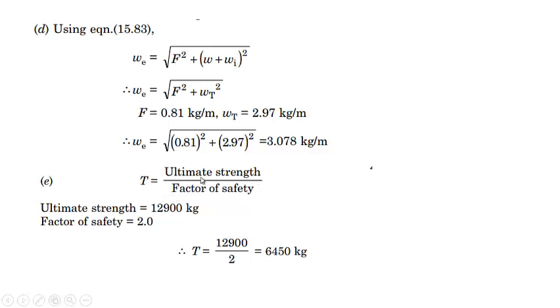Ultimate strength is the strength or tension at which this conductor breaks. But factor of safety means we just want to limit this tension away from this ultimate strength depending upon the factor of safety. Since factor of safety is given to be 2, that means we are limiting this tension to 12900 divided by 2, only 6450. The more the tension is away from the ultimate strength, the more is the safety factor. So for having safety factor of 2, we have the tension only half of the ultimate strength tension.